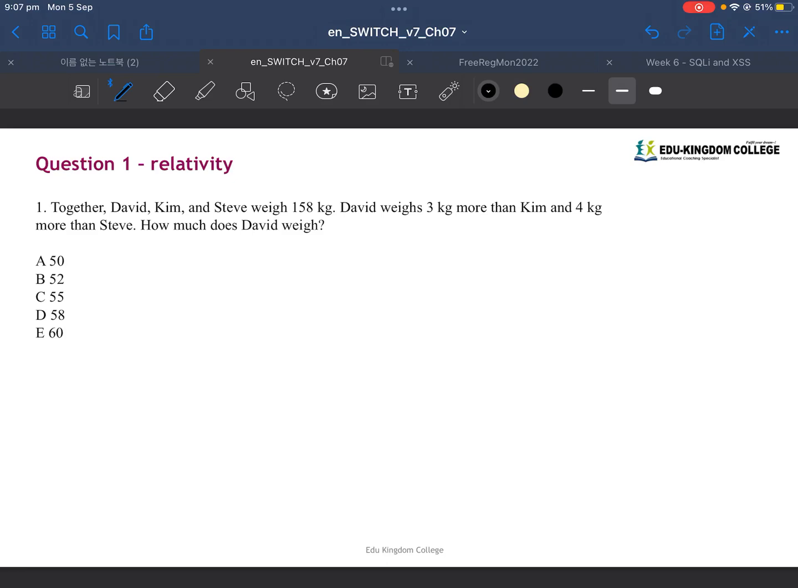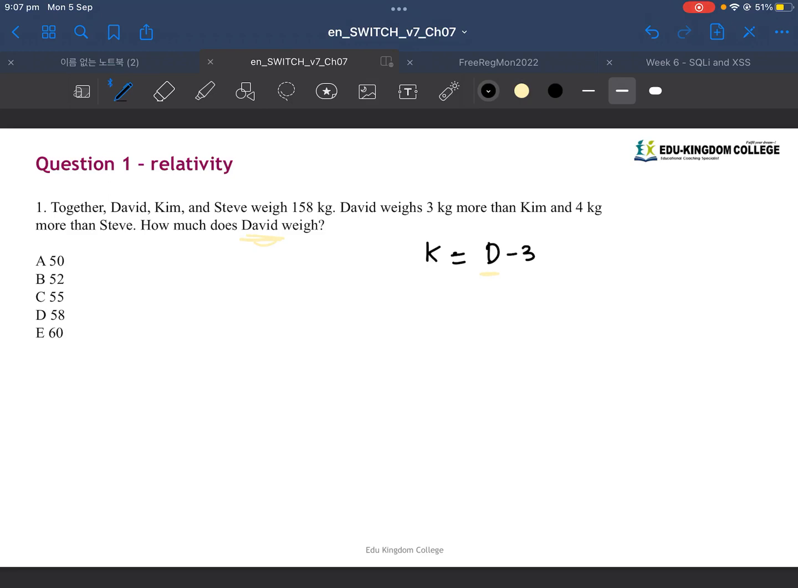Okay, so what do I mean by that? I mean, if we're given that David weighs 3 kilograms more than Kim, we have to define Kim, or K, as D minus 3. You might say D equals K plus 3, and that's completely fine because you can use that method, but I'll show you why I'm using this. I'm defining K in terms of D because I'm trying to find out how much David weighs, so I'm not wasting any time. So K equals D minus 3.